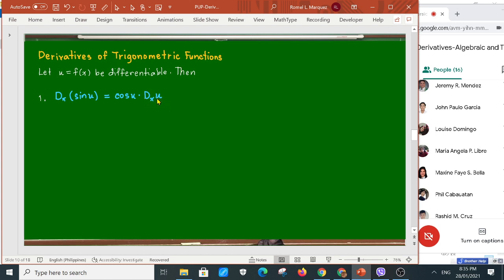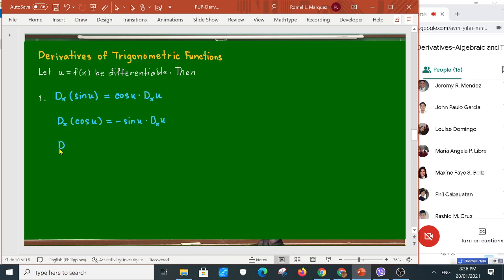Don't forget, this derivative is not multiplied to u, it is multiplied to the function. Number 2, the derivative with respect to x of cosine u is equal to negative sine of u times the derivative with respect to x of u. Don't forget, you always multiply the answer by the derivative of the argument. This angle, your u, is in radian measure, or they are real numbers.